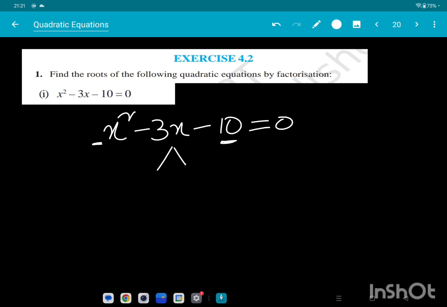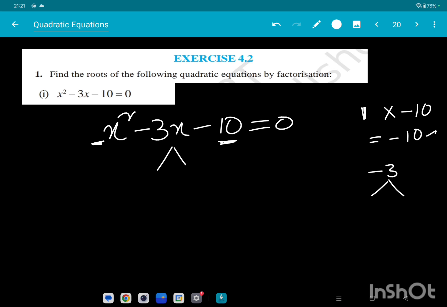First of all, I will tell you how we can easily think about this. Just write the first and last terms. What is the first term here? 1, into what is the last term? Minus 10. If I multiply, then what will I get? Minus 10. So I need to split the minus 3 into two terms whose product should equal minus 10. How can I write it? Just think.